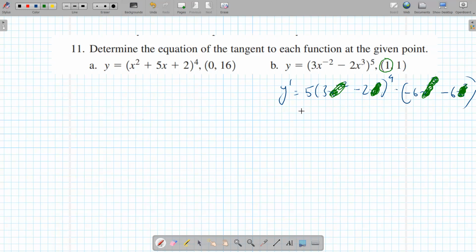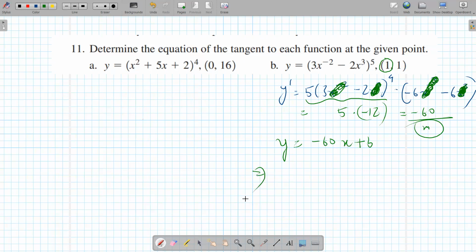So you have something like this. So you have 3 minus 2, which is a 1. 1 to the power of 4 is still a 1. So from this entire thing, you get a 5. And then from the other thing, negative 6 minus 6 is negative 12. So we're doing 5 times negative 12, it's negative 60. Therefore, you have y equals, that's our slope, this is our m value, negative 60x plus b.